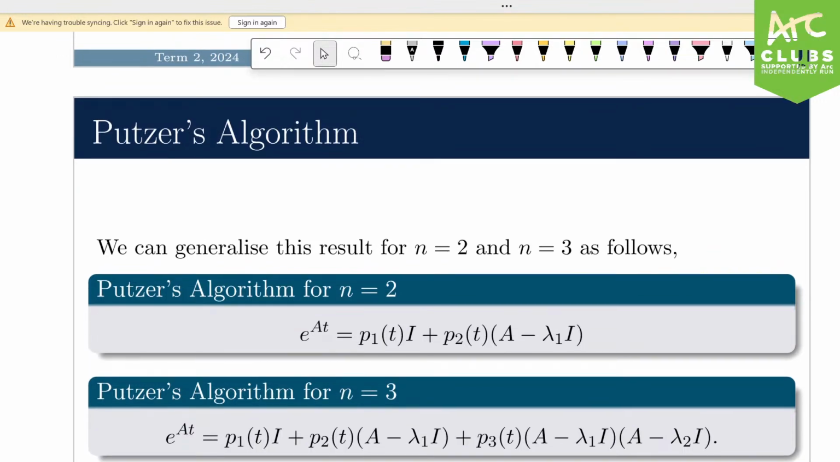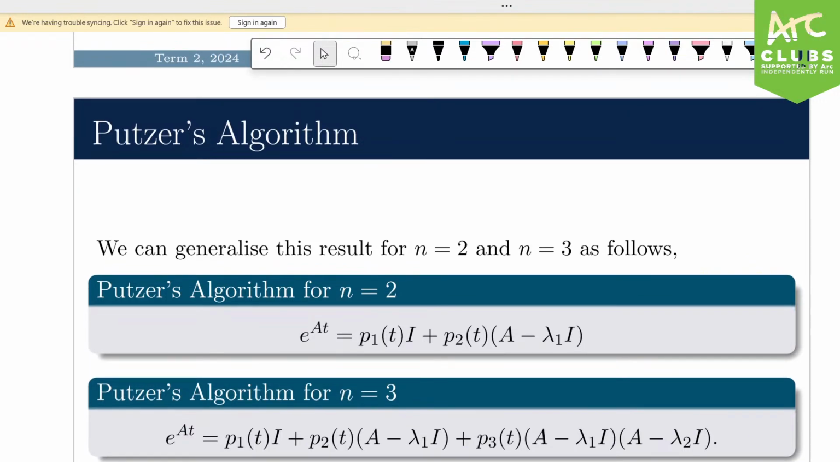This is what's been said in the lectures, which is very nice, because it is a bit of an ordeal. We say that e to the At for n equals 2 is just p1 of t times the identity matrix plus p2 of t times A minus lambda I. And in this case, we're going to have double ups in eigenvalues, so eigenvalue 1 and eigenvalue 2 are going to be the same.